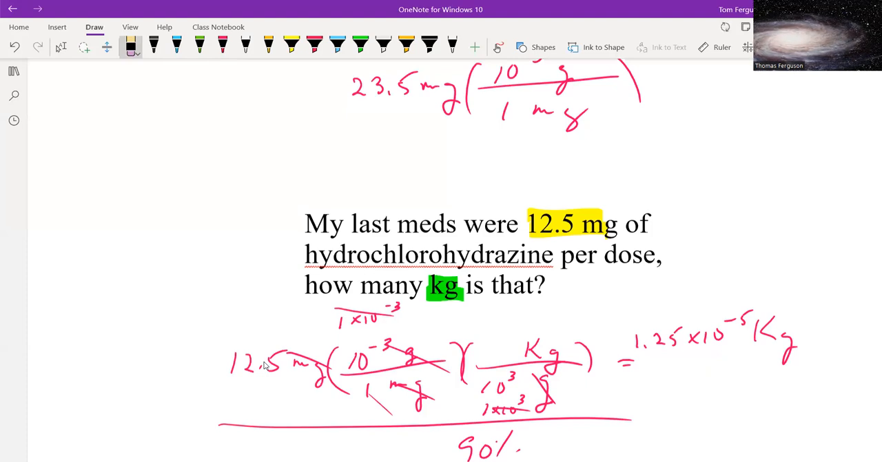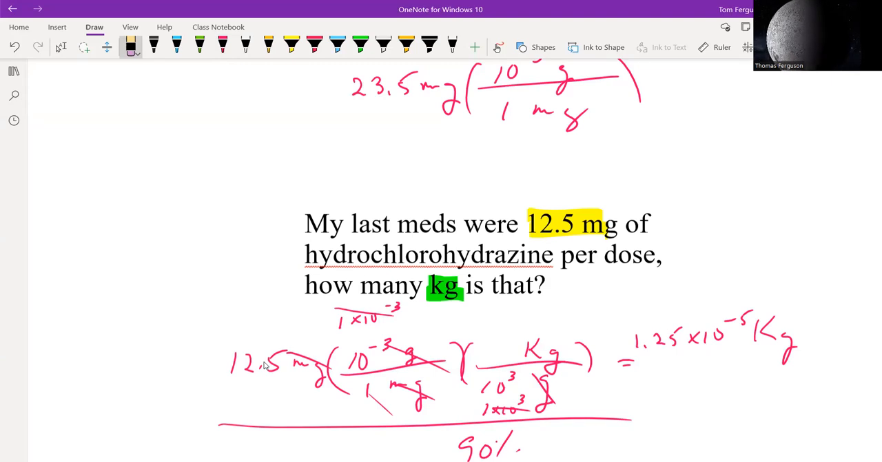Make sure you have parentheses. You're not using EE down here, so your calculator knows you're dividing and not multiplying. Okay, and it turned out to this.